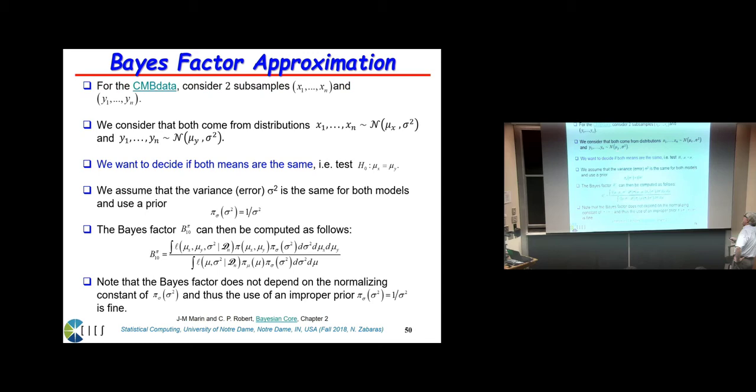Okay? And basically what we want to test is the hypothesis that the means implied by both samples basically are the same. So the null hypothesis is that we want to test this, that the means mu x and mu y are the same. Okay? So again, we have the samples. X comes from this distribution. Y comes from this distribution. And we want to check actually if mu x is equal to mu y.